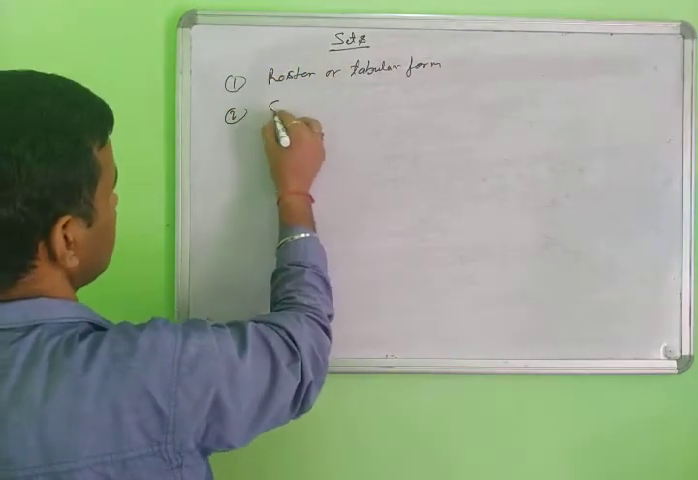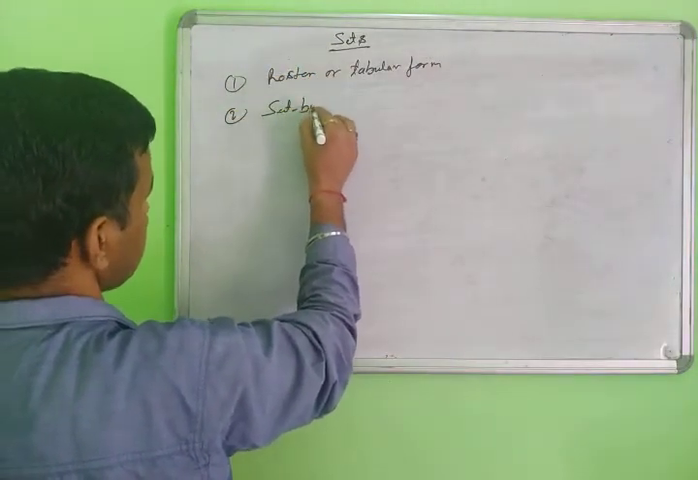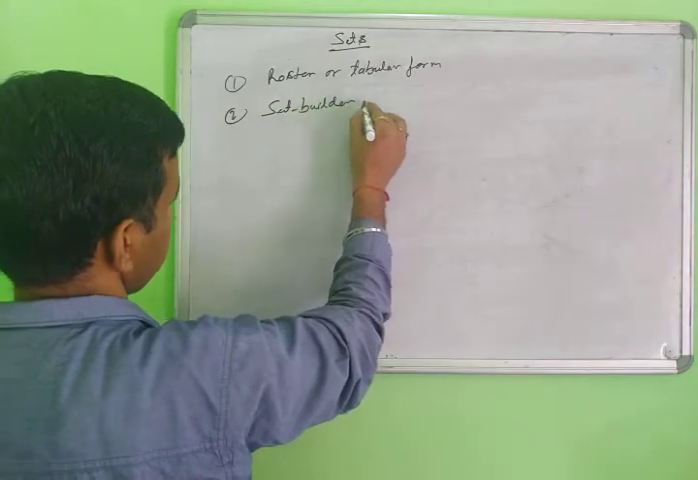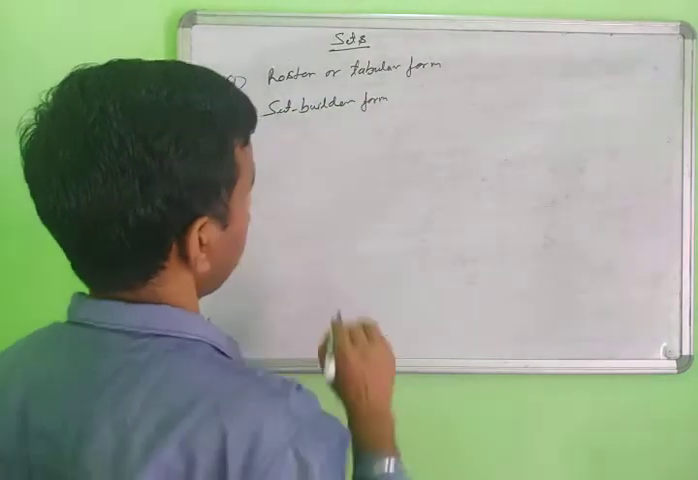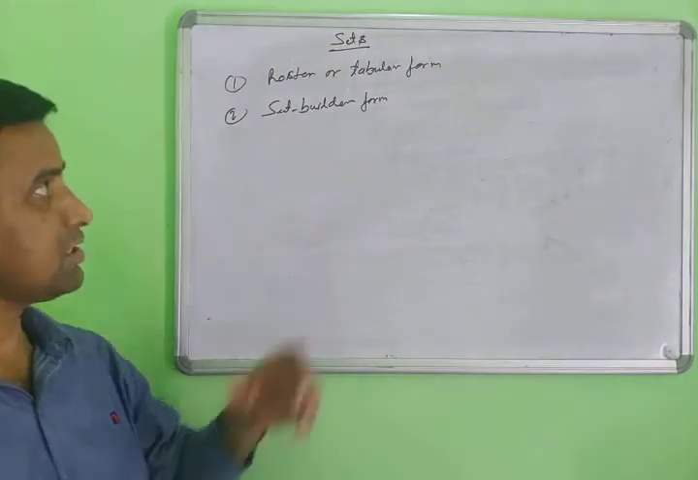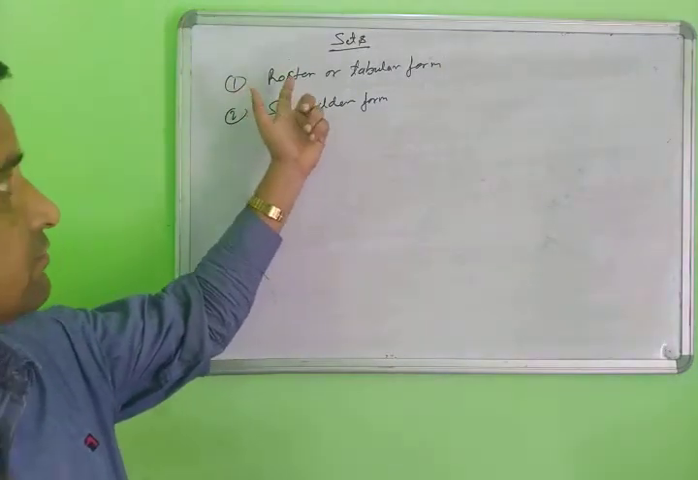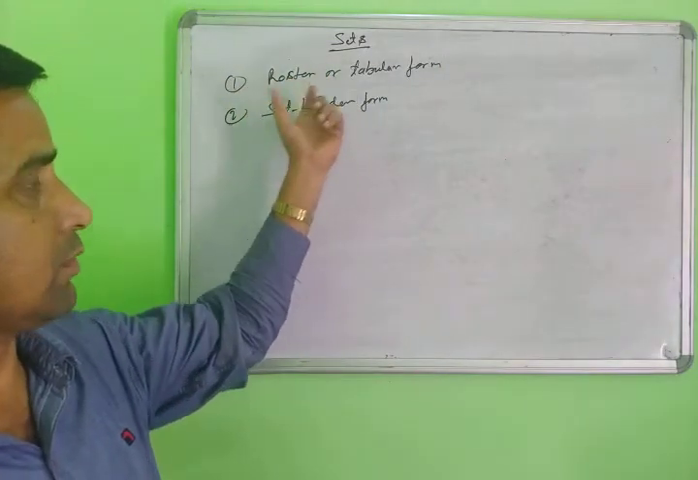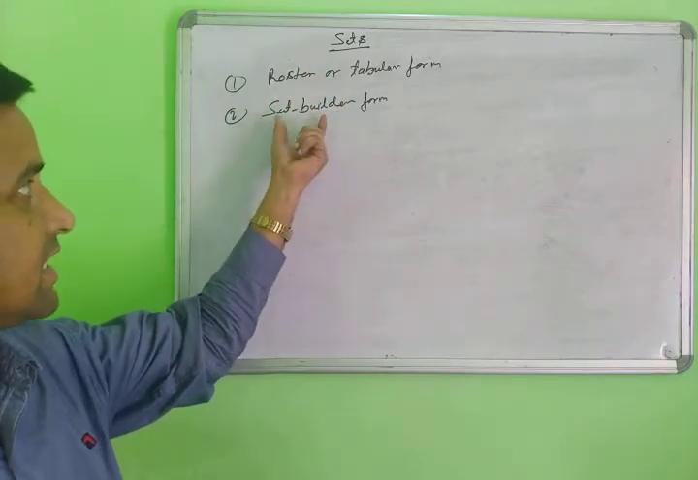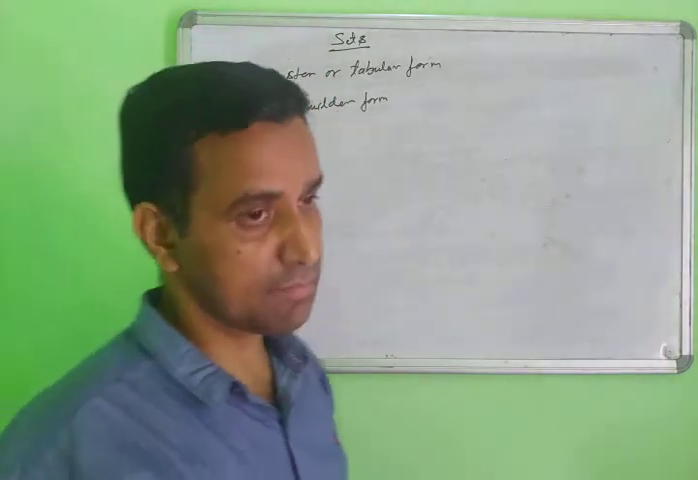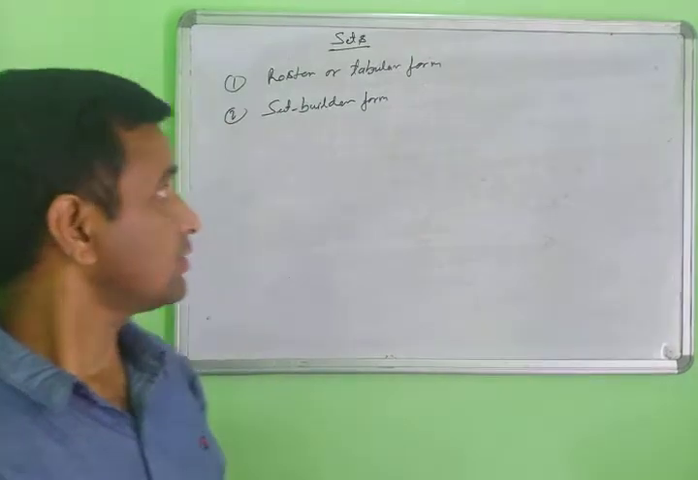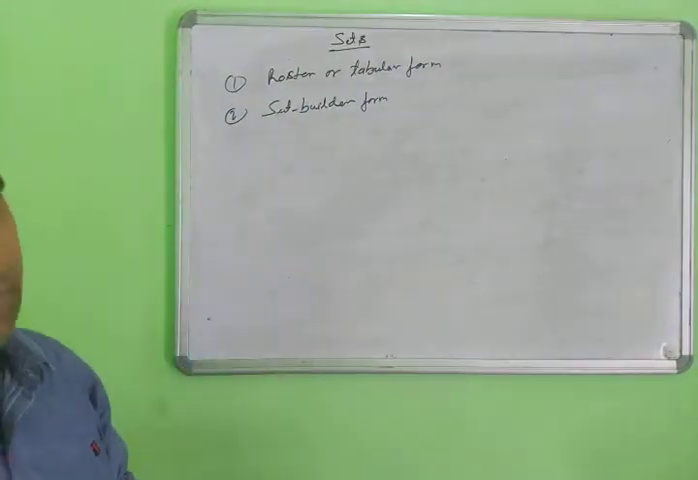And second, your set builder form. Sets are represented in two forms. First, roster or tabular. You can take any name here. Second, your set builder form. What is the roster form? What is the set builder form?